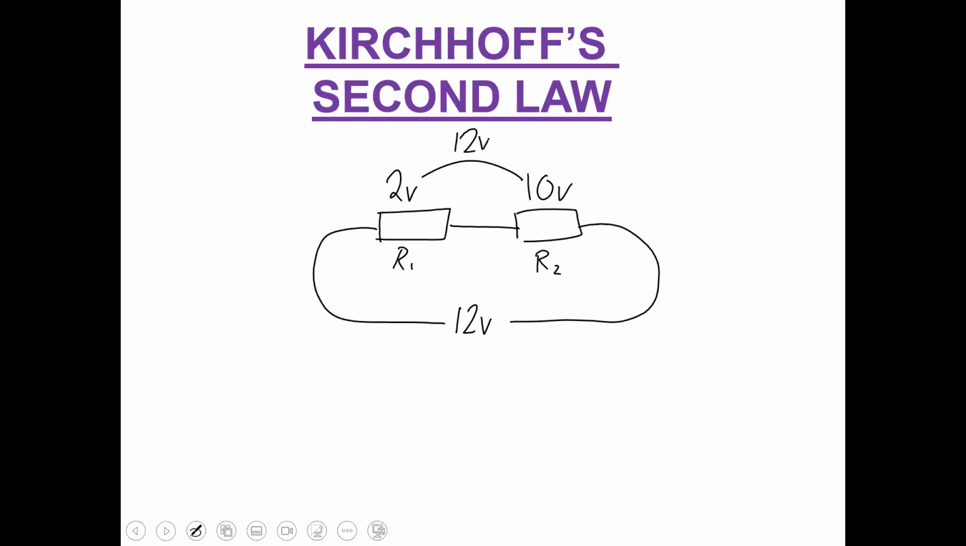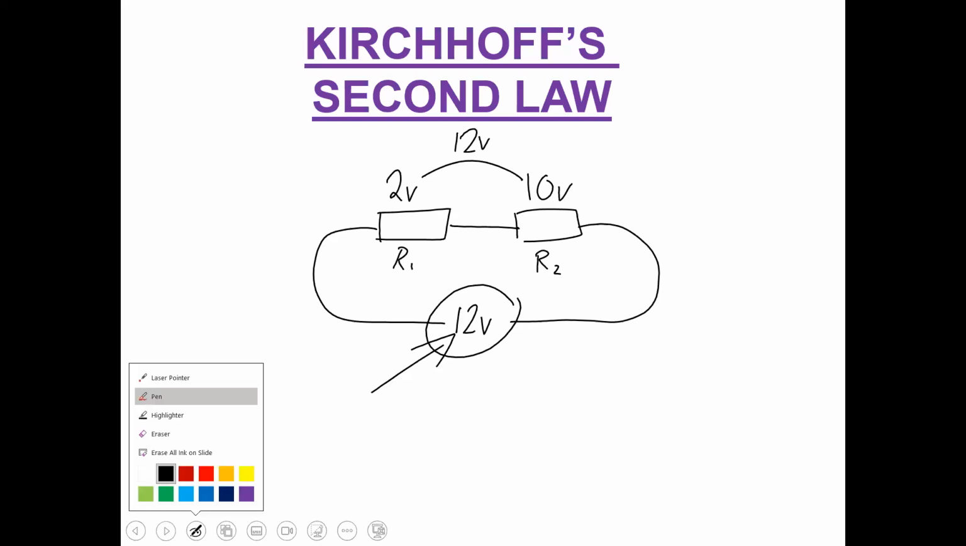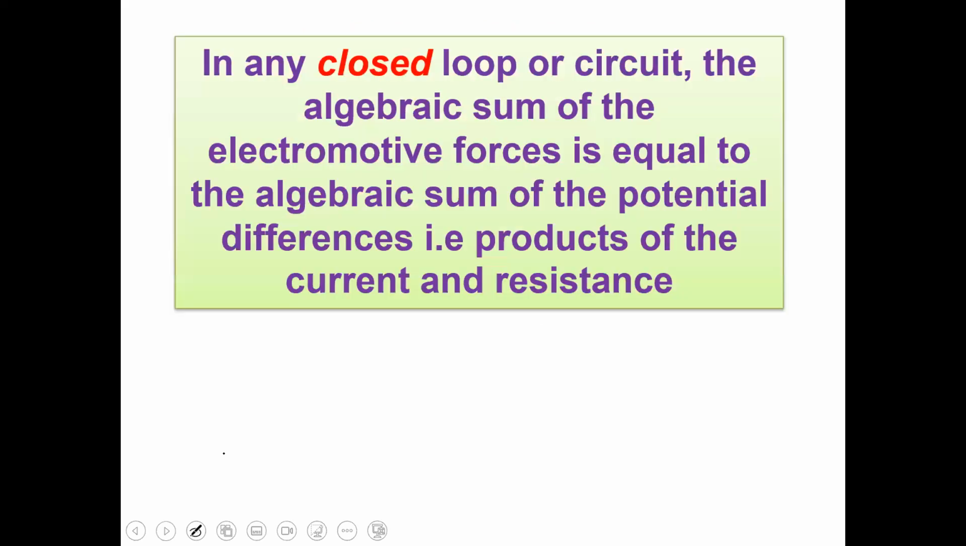The law says that the sum of voltages across the load resistors is equal to the voltage of the source. The sum of all the voltages is equal to the total voltage across a system. This is called Kirchhoff's second law. I told you the concept. Again, these laws are asked to be written in the paper, so now you have to copy this statement.